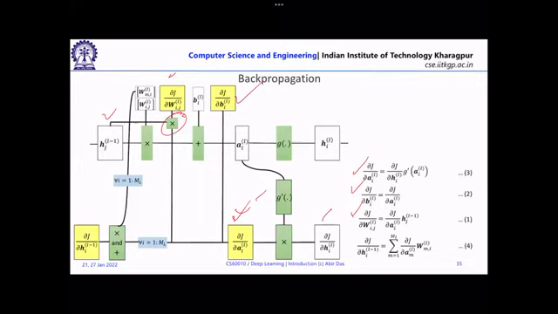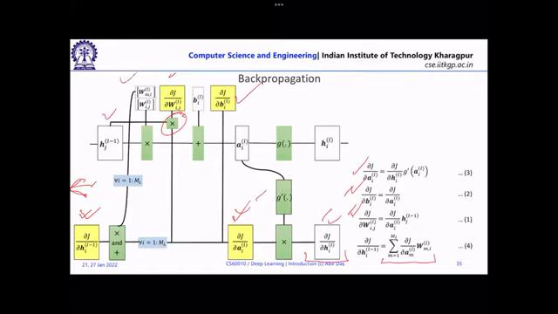Now for del J del H_i^(l-1), you see this is important because this will be used just like this for the previous layer's computation of all these del J del B_i and del J del W_ij. So you have to have some way to get this, and this is how you get it. This is the last equation where you just do this summation.